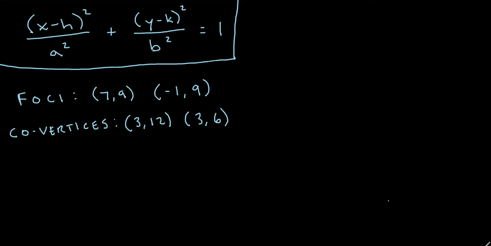In this video, we'll talk about how to find the equation of an ellipse given the foci and the co-vertices. So, an ellipse is written in the following form: (x minus h) squared over a squared plus (y minus k) squared over b squared is equal to 1.